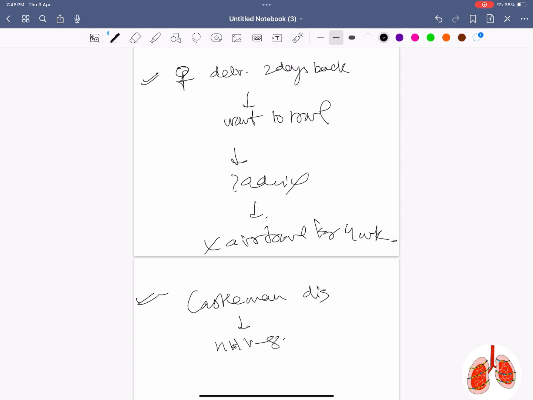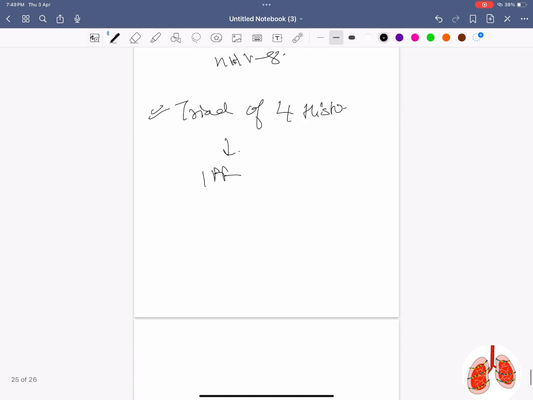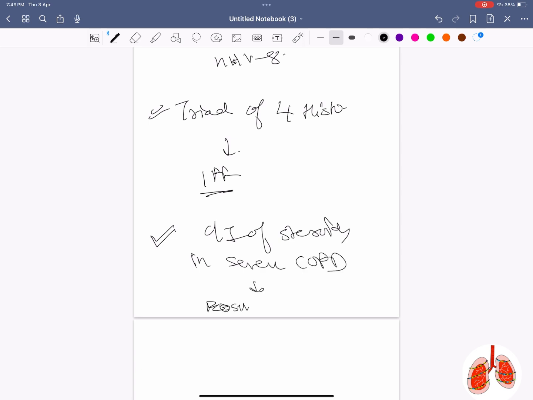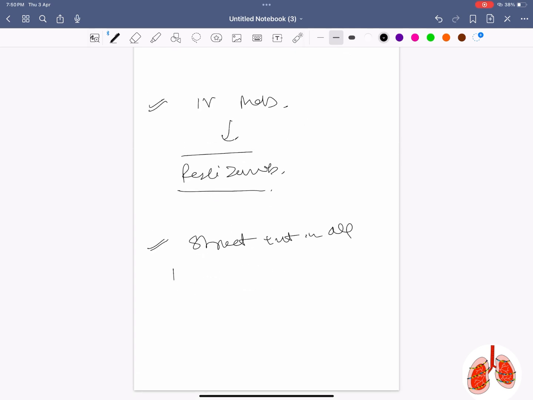Castleman's disease is associated with HHV8. Triad of 4 histopathology is seen in IPF. Steroids when are contraindicated in severe COPD? Answer is eosinophils less than 100. IV monoclonal antibody reslizumab. Structure present in all compartments of mediastinum is lymph node.